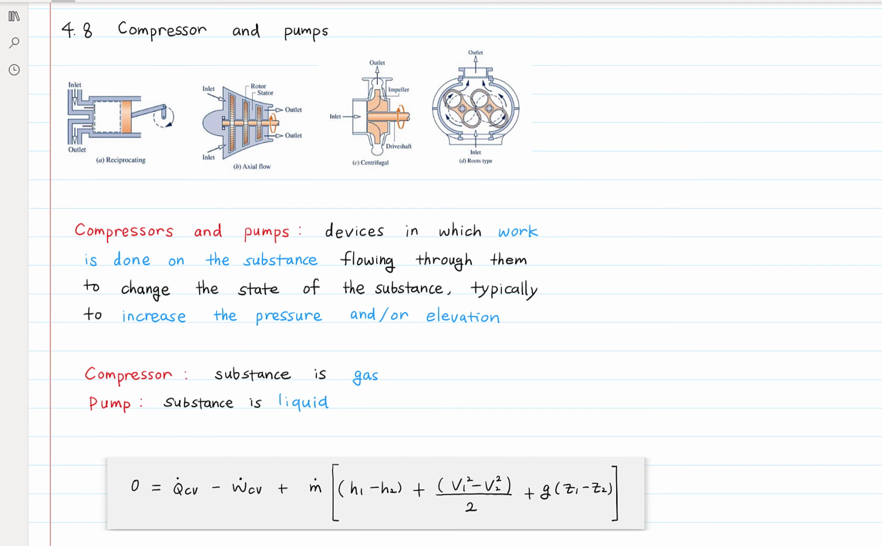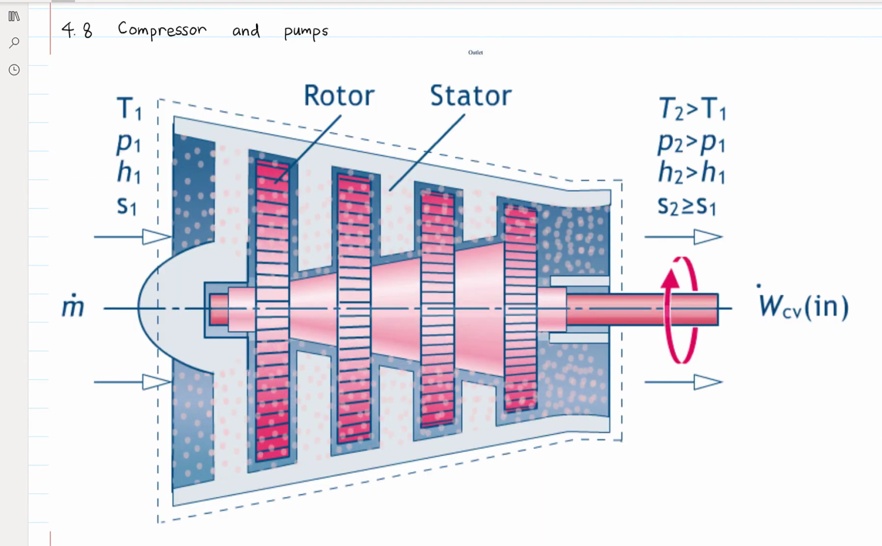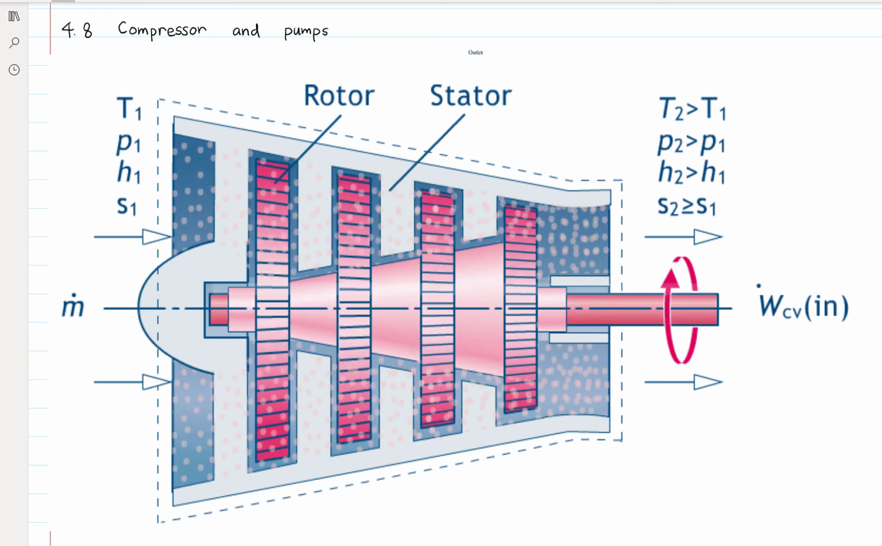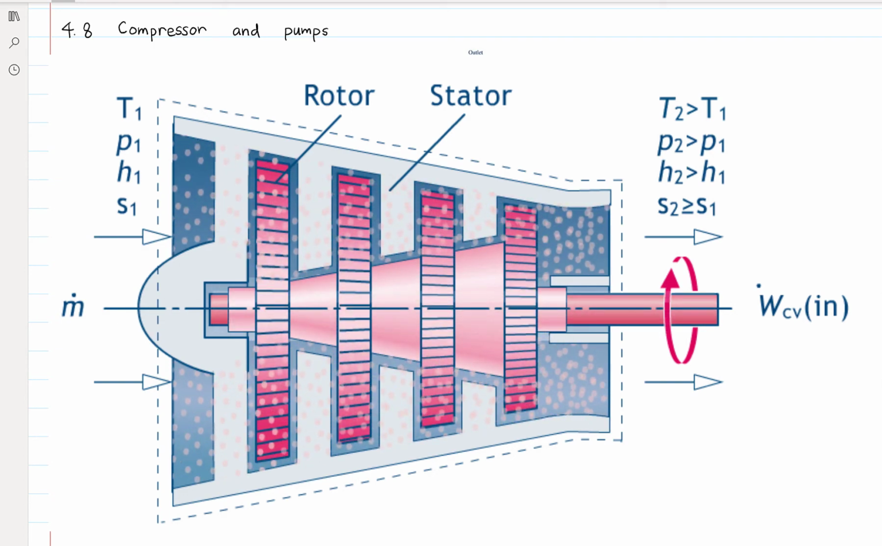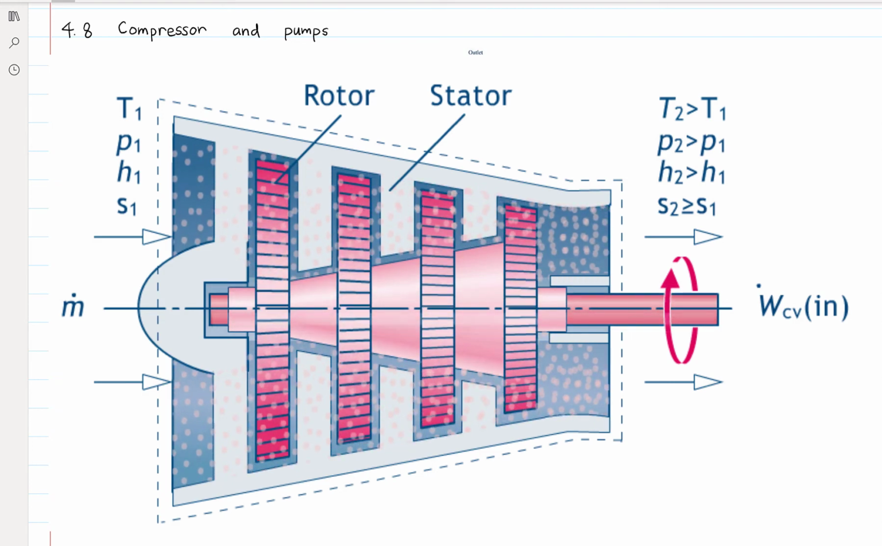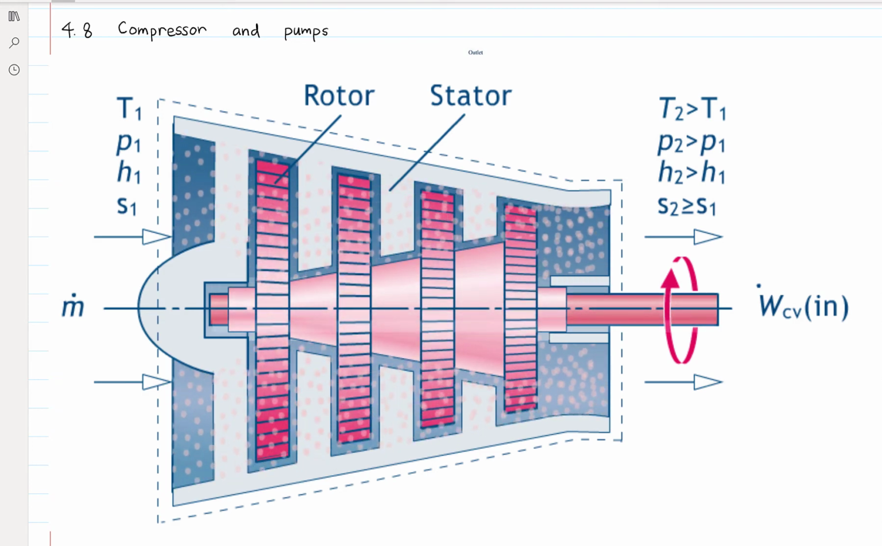4.8 Compressors and pumps. Compressors and pumps are devices that increase the pressure of fluids. Their function is the same, to increase the pressure of a fluid. So a compressor is used to increase the pressure of a gas, and a pump is used to increase the pressure of a liquid. So fluid enters the device at low pressure, and work is supplied to rotate the shaft in the compressors and pumps. They require work input. So compressors and pumps are work-consuming devices.